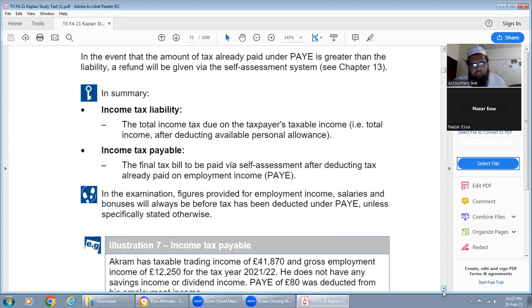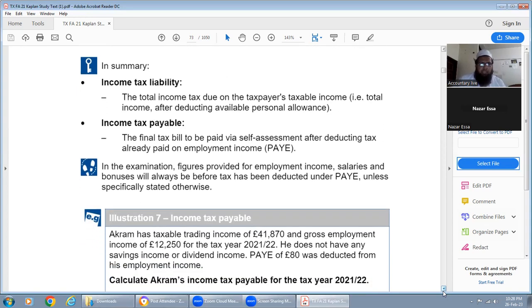Income tax liability: the total income tax due on the taxpayer's taxable income, that is total income after deducting available personal allowance. Income tax payable: the final tax bill to be paid via self-assessment after deducting tax already paid on employment income, that is pay as you earn. In examination, figures provided for employment income, salaries, and bonuses will always be before tax has been deducted under PAYE unless specifically stated otherwise.